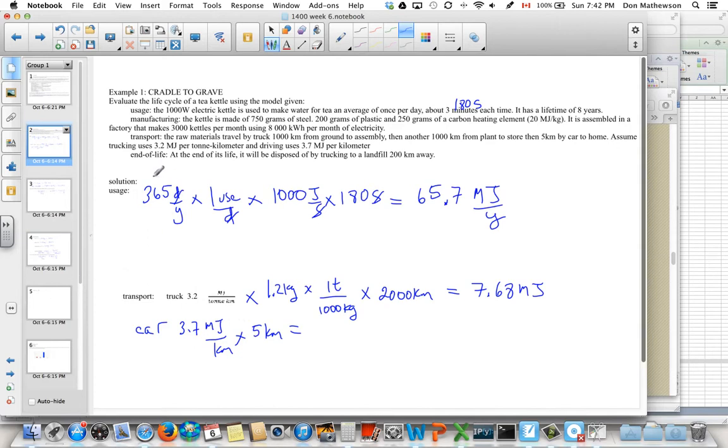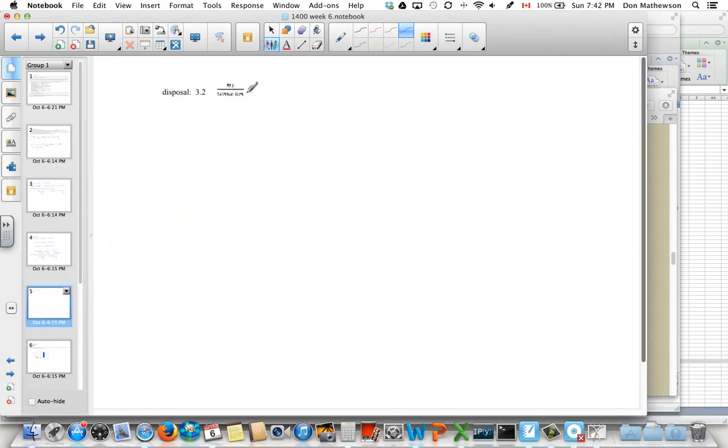Now, finally, the end of life energy. Let's just say that we're not that responsible. We just chuck it in the trash, and our municipality is not that responsible. Let's say it trucks it to a landfill 200 kilometers away. Well, trucking is still fairly efficient. 3.2 million joules to ship a ton a kilometer. Our kettle is 1.2 kilograms, and we've got to convert that to tons for the cost of transportation, and then we ship it 200 kilometers. So that works out to 0.768 megajoules. But again, we only need to do that once every 8 years.